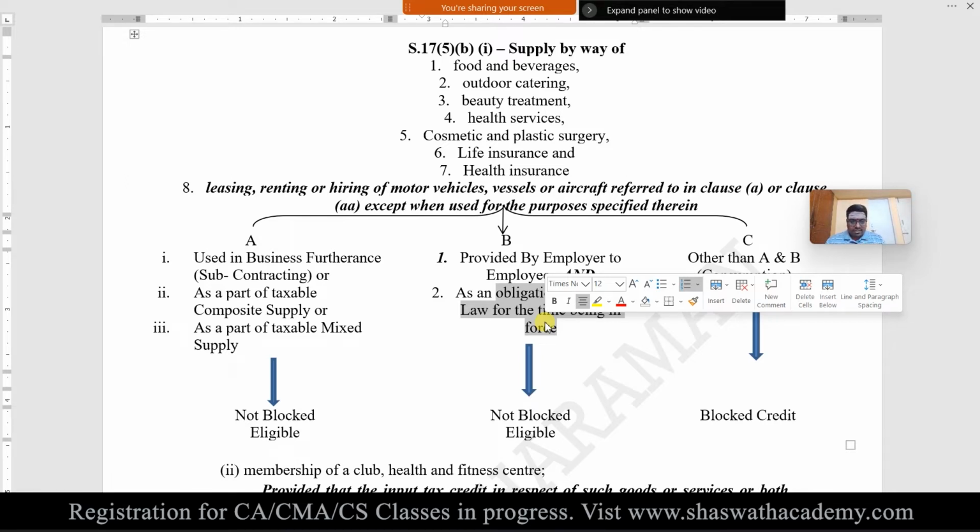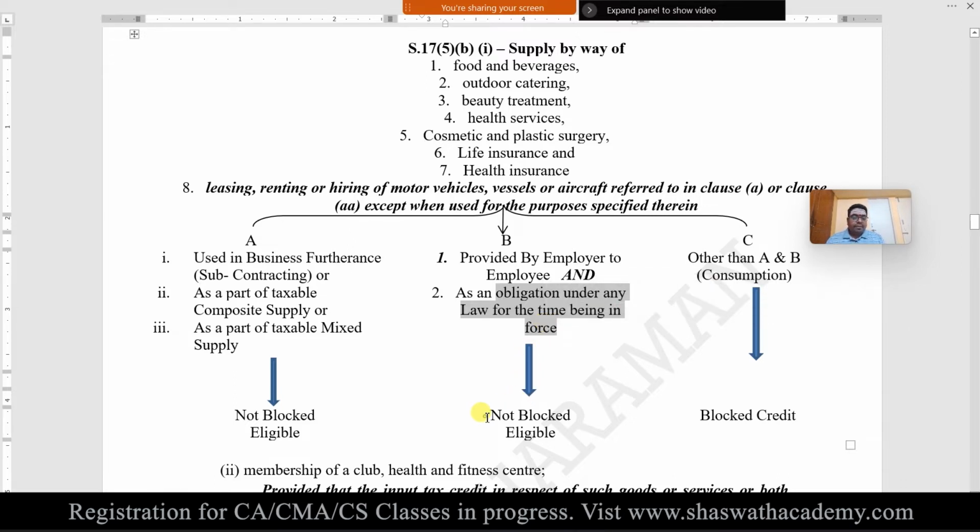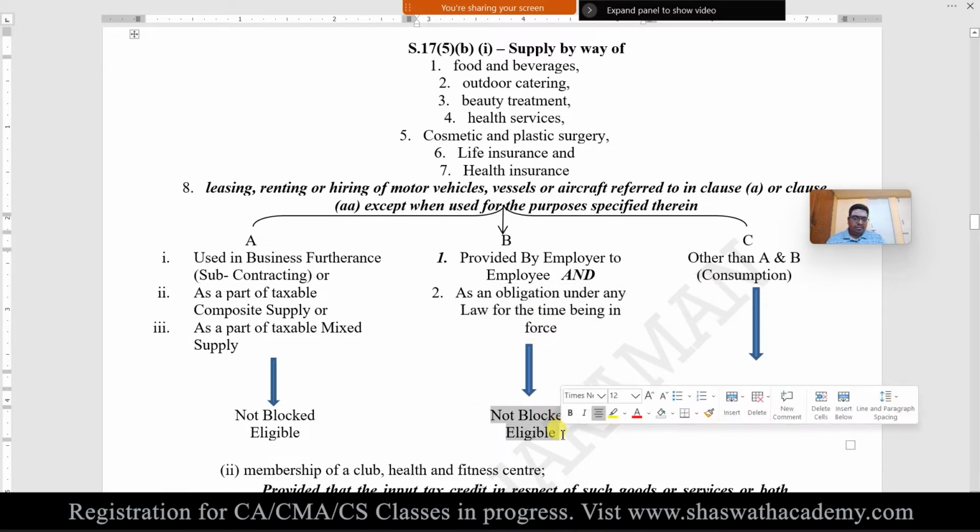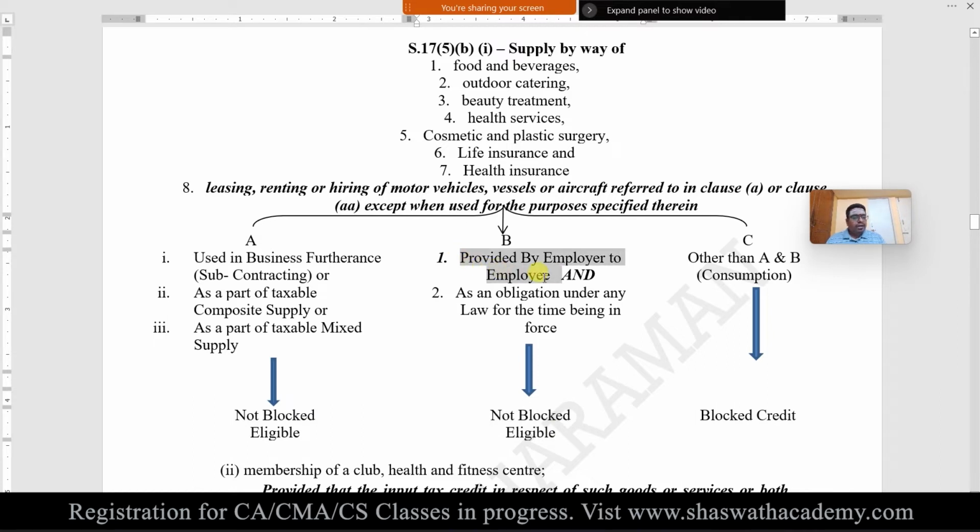The question is whether Sonu is a manufacturer. Yes, sir, manufacturer. Whether it is bound by the Factory Act 1948. Yes, sir, bound by the Factory Act. As per law, obligated to provide food. Yes, sir, obligated to provide food. That is why Sonu's factory is procuring food from Vijay Caterers. Now Sonu's factory can take credit. Why, sir? Because it is not blocked, it is eligible, because it is provided by the employer to the employee as a part of a statutory obligation.